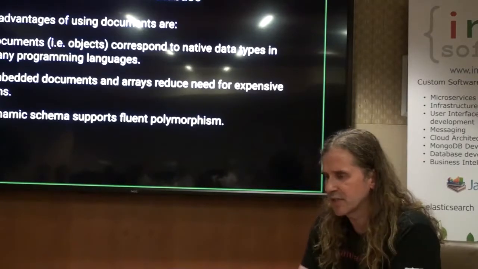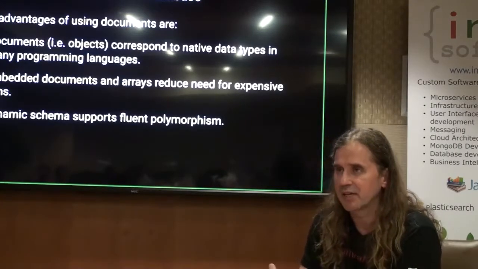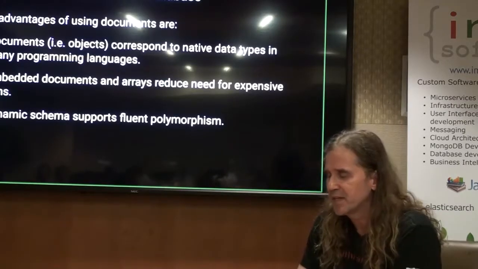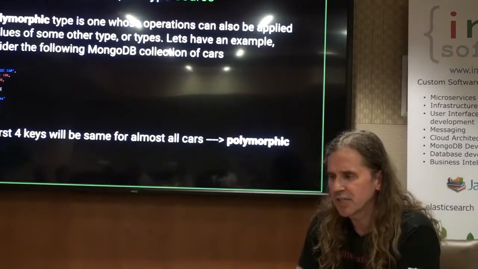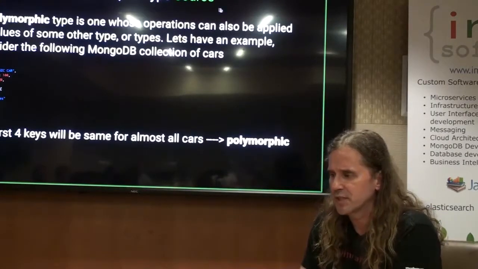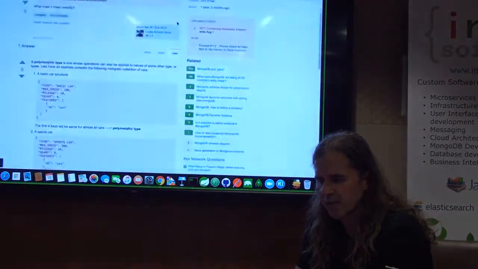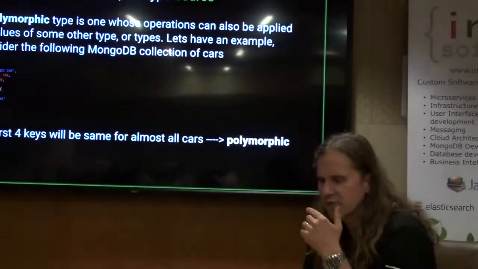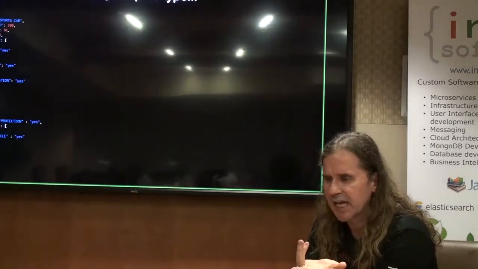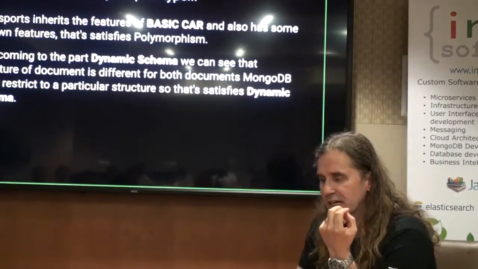So there are advantages. You have documents that correspond to objects, you can include embedding, and you have a schema that has fluent polymorphism. That's nice. I took this from Stack Overflow, where someone explained what it means, so you can read this later. Essentially, it's kind of like objects, where you have a basic car and you can have a sports car. So this allows you to have a dynamic schema.